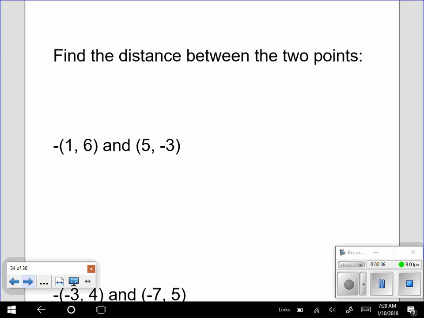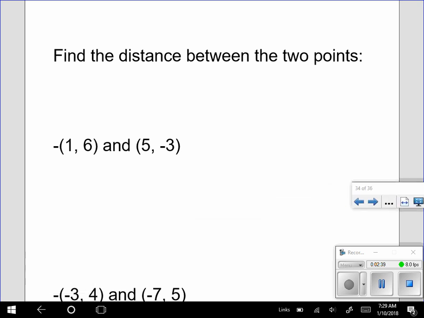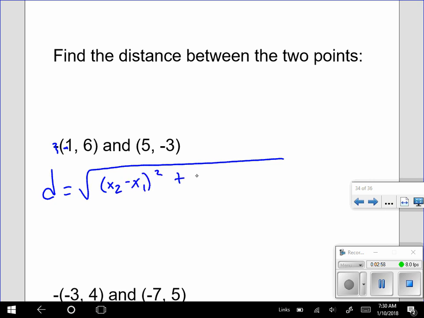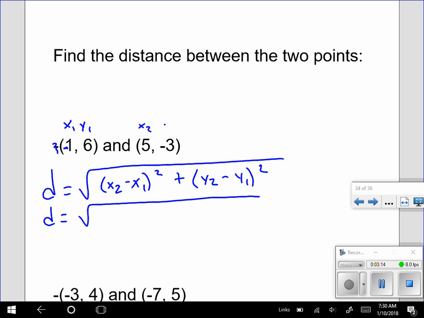First example, it says find the distance between the 2 points. We have -1, 6, and 5, -3. So we're going to do the distance is equal to the square root of x2 minus x1 squared plus y2 minus y1 squared. Okay, so we take the square root. Now we're just going to plug in what we know. So you can write these above if you'd like. This is x1, y1, x2, y2.